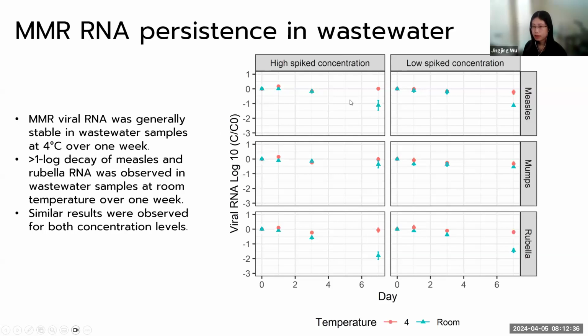The figure shows that, in general, the MMR viral RNA was stable in wastewater samples over the first week when stored at 4 degrees C. Based on the 1 week results, we can also see over 1 log decay of measles and rubella RNA in wastewater samples at room temperature. And we see similar results observed for both concentration levels.